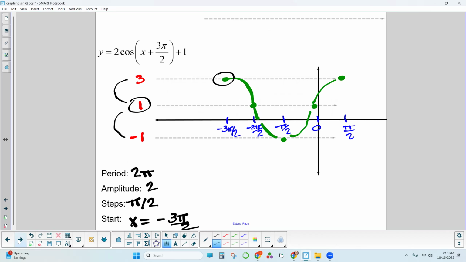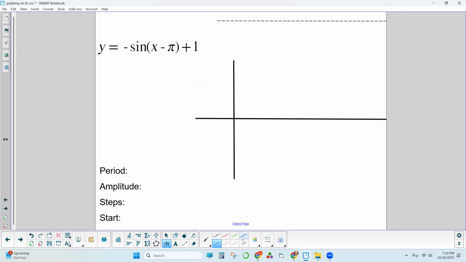Now let's look at another example, a sine graph. We're going to go through the same steps. The period of sine is 2 pi. Again, for cosine and sine, the period is 2 pi unless there is a horizontal stretch or compression, in which case you would divide 2 pi by b. We'll get to that in the next video. This one does not have a horizontal stretch or compression.